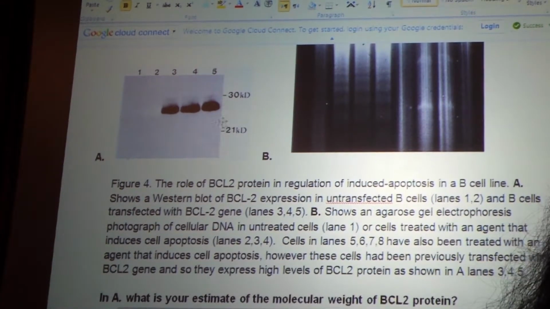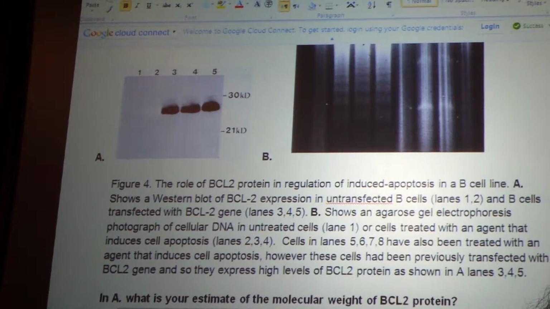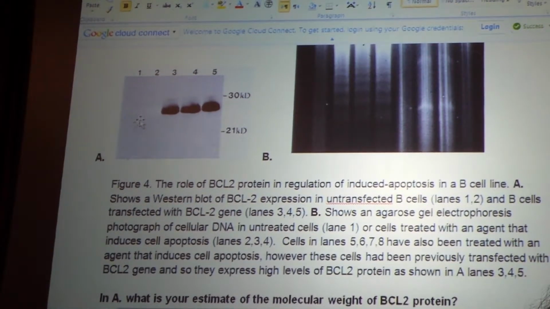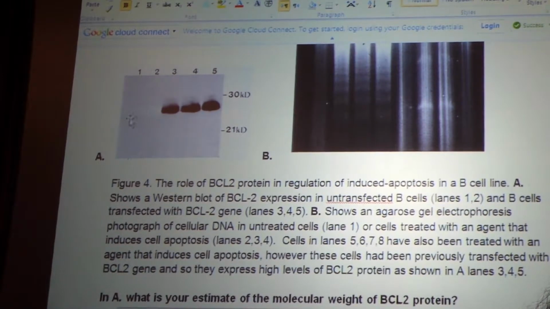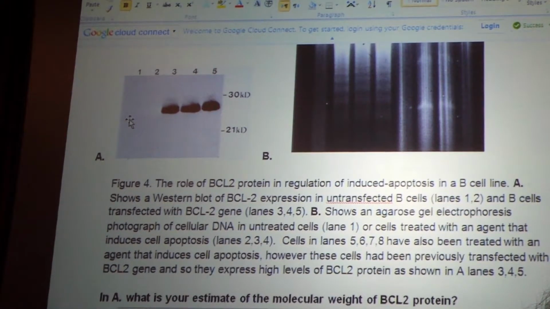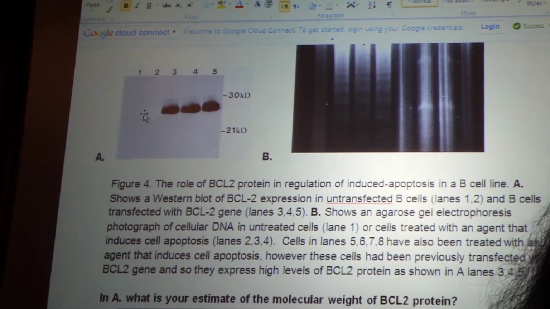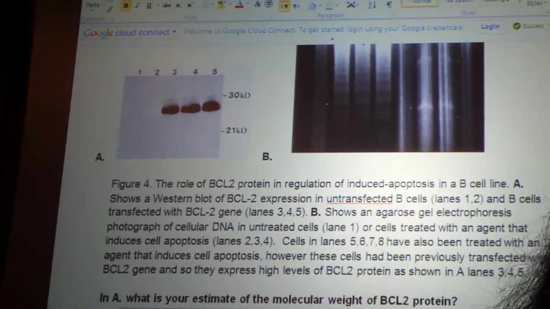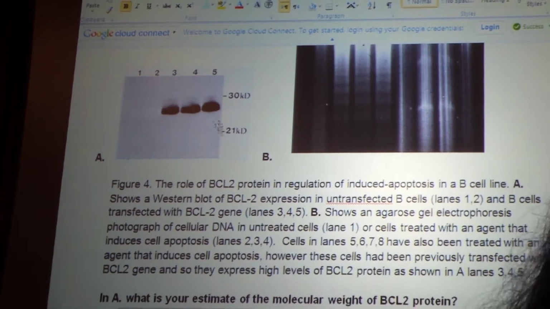Okay, now again, looking at that, this is looking for BCL2 expression. You can see that in lanes 1 and 2, there's virtually no BCL2 expression in these cells. You can't see a band at all. In fact, there's probably very little, but it's such a small amount that you can't really visualize it on a gel like this, or on a Western blot. But you can see in 3, 4, and 5, you've got very high levels of expression, really high levels.